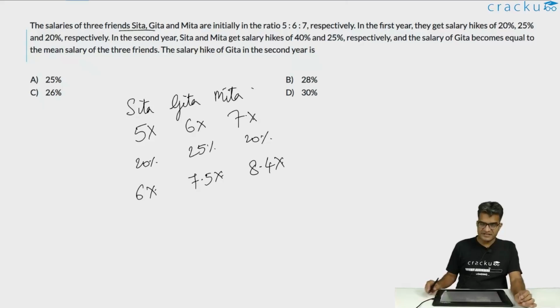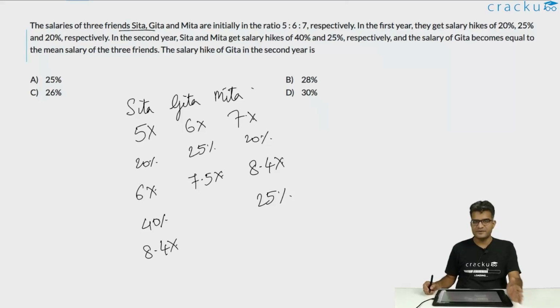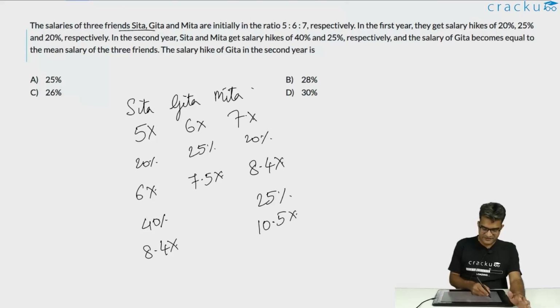Now, Sita and Meeta get hikes of 40% and 25%. So what is the new salary of Sita? It is 6x into 1 plus 40%, which is 8.4x. And 8.4x into 1 plus 25%, which is 1.25, which will be 10.5x. We are told that the salary of Geeta is the mean of the salary of the three friends.